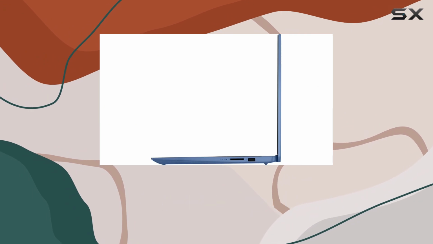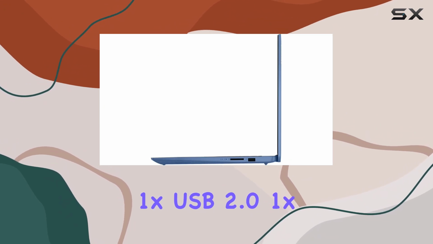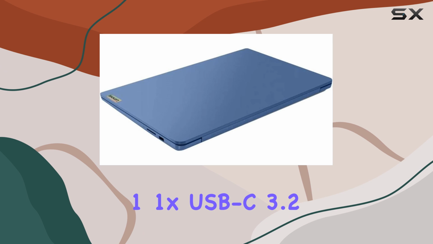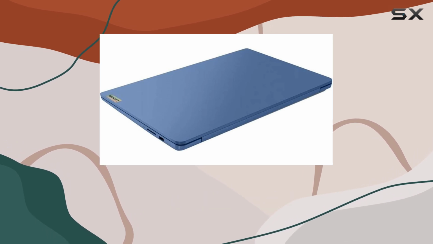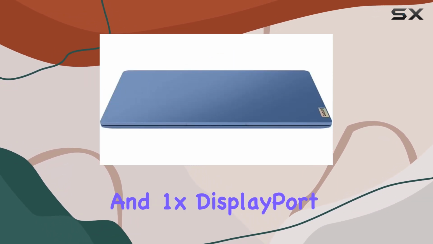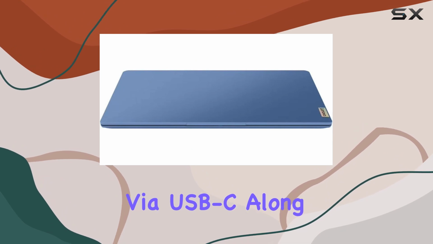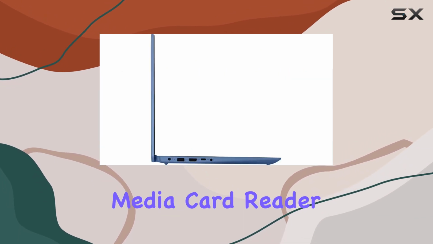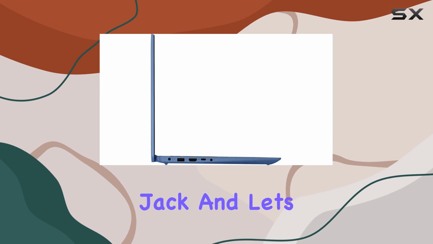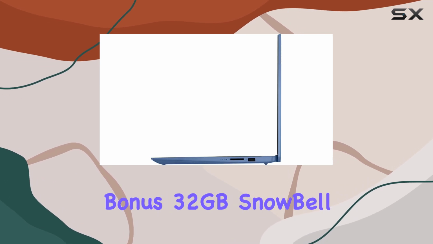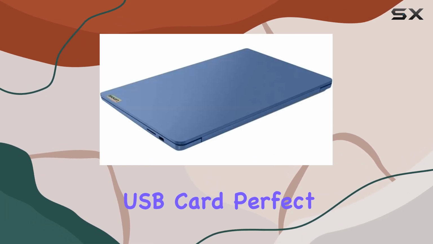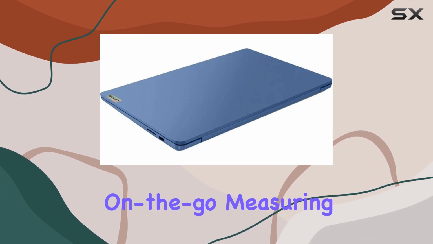Port-wise, it's got you covered with 1x USB 2.0, 1x USB 3.2 Gen 1, 1x USB-C 3.2 Gen 1, 1x HDMI, and 1x DisplayPort via USB-C, along with a 3-in-1 media card reader and a headphone-microphone combo jack. And let's not forget the bonus 32GB Snowbell USB card, perfect for expanding your storage on the go.